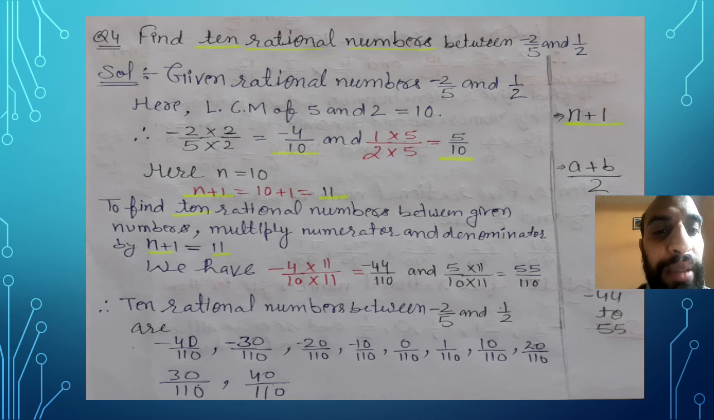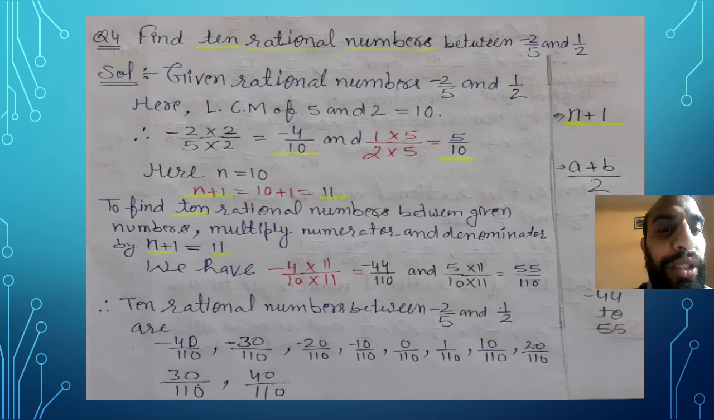I have selected some numbers. 10 rational numbers between minus 2 upon 5 and 1 upon 5 are minus 40 upon 110, minus 30 upon 110, minus 20 upon 110, minus 10 upon 110, 0 upon 110, 1 upon 110, 10 upon 110, 20 upon 110, 30 upon 110 and 40 upon 110. So it is very clear to you, my dear students.